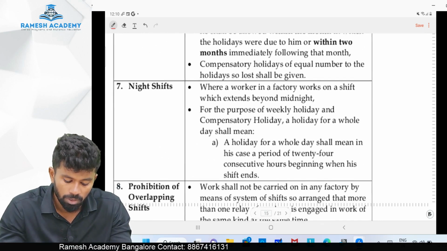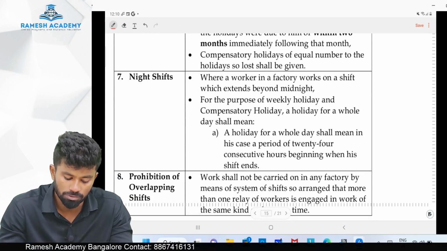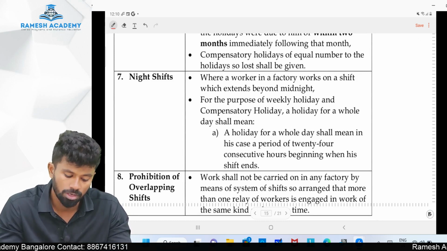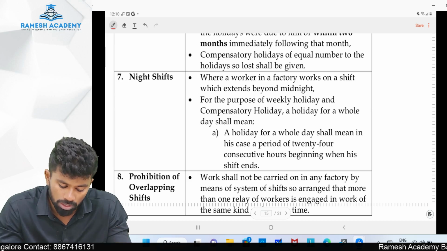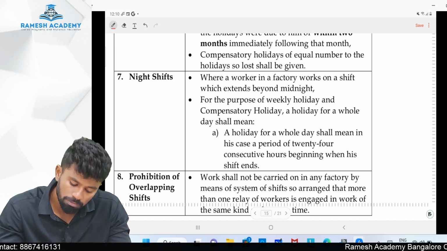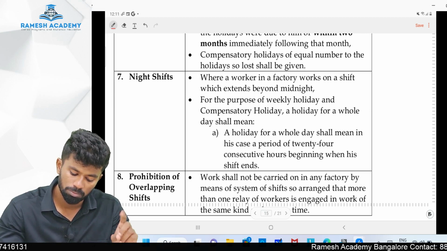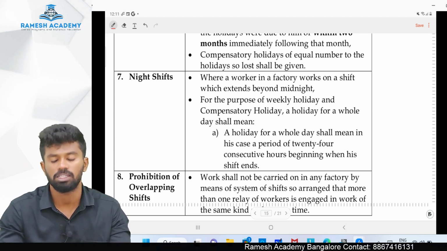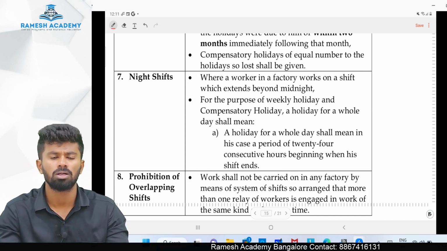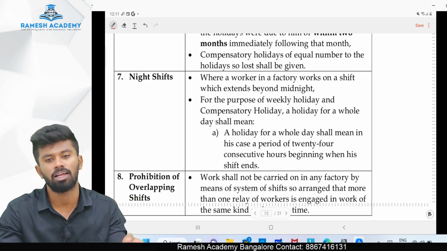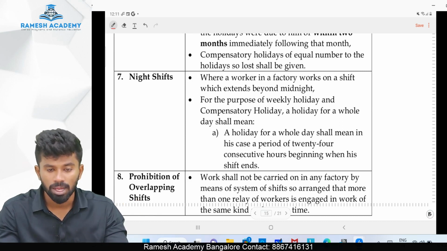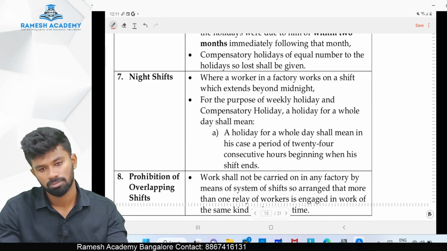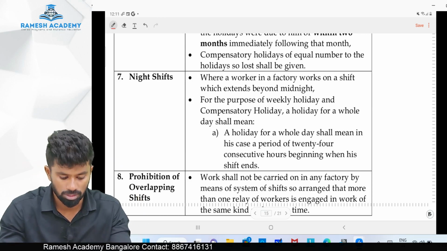Night shift: where a worker in a factory works on a night shift which extends beyond midnight, for the purpose of weekly holiday and compensatory holiday, a holiday for a whole day shall mean a period of 24 consecutive hours beginning when his shift ends. Means there are people whose day starts on Sunday night. For them, holiday means the day starting on the Saturday night. 24 hours should be taken into consideration.